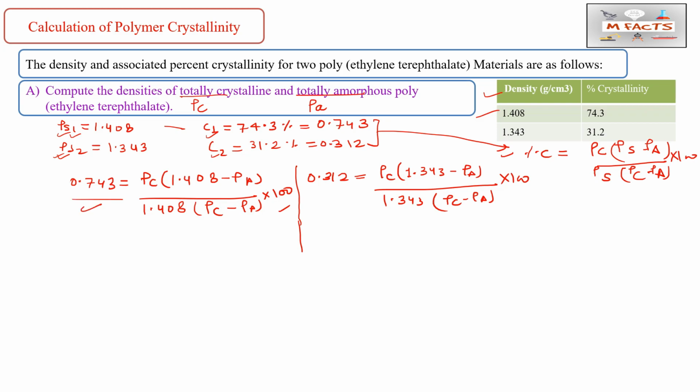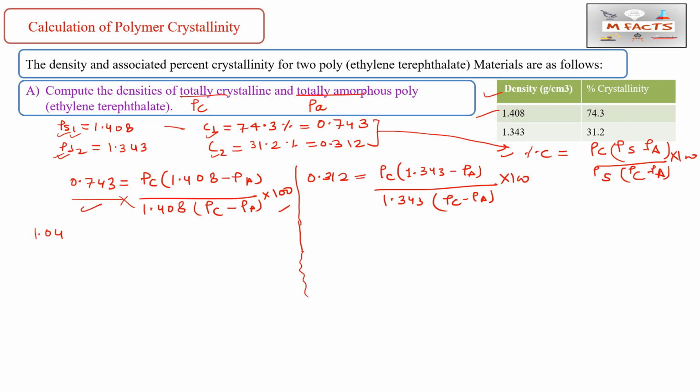Okay, so this is actually the best possible easy route for solving this type of question. There may be many ways of solving these equations, but I will tell you the best possible route for solving this type of equation. So now what we will do, we will cross multiply these things, and we will get one equation like that.